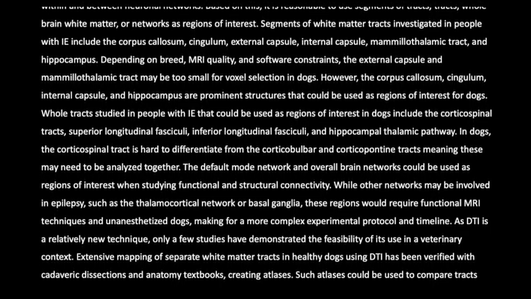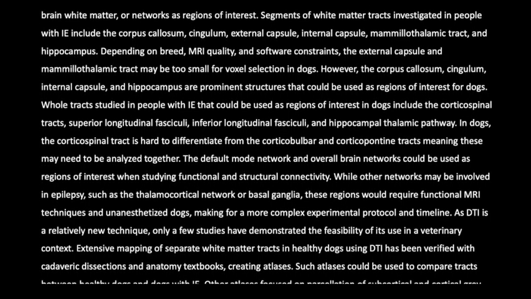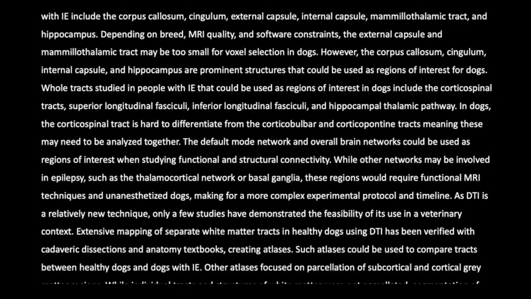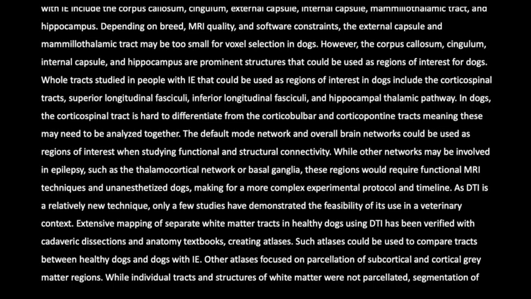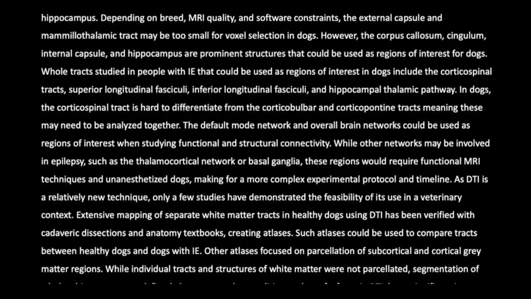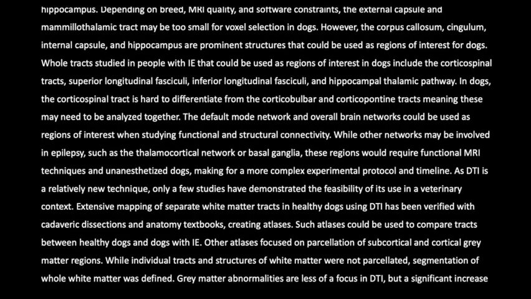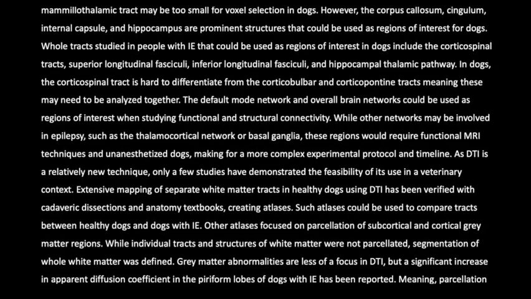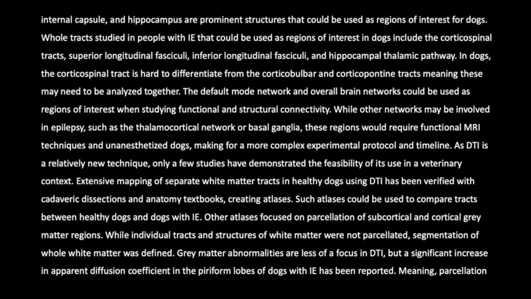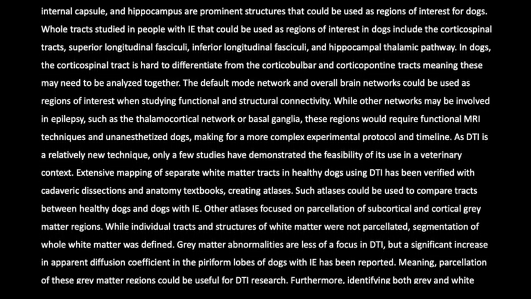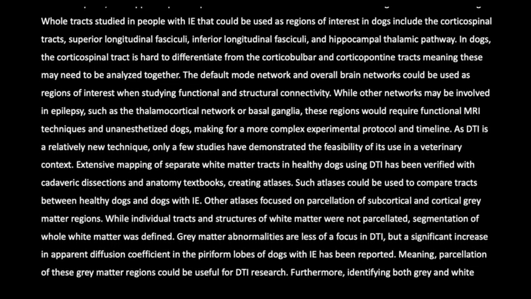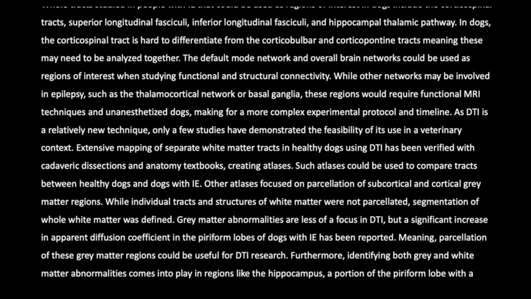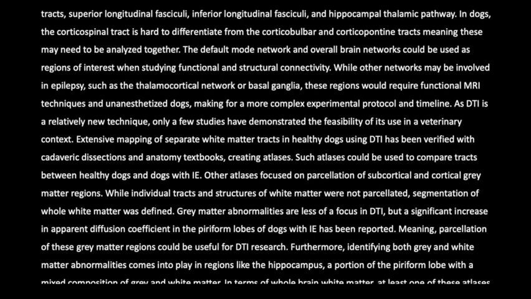Whole tracts studied in people with IE that could be used as regions of interest in dogs include the corticospinal tracts, superior longitudinal fasciculi, inferior longitudinal fasciculi, and hippocampal thalamic pathway. In dogs, the corticospinal tract is hard to differentiate from the corticobulbar and corticopontine tracts, meaning these may need to be analyzed together. The default mode network and overall brain networks could be used as regions of interest when studying functional and structural connectivity. While other networks may be involved in epilepsy, such as the thalamocortical network or basal ganglia, these regions would require functional MRI techniques and unanesthetized dogs, making for a more complex experimental protocol and timeline.